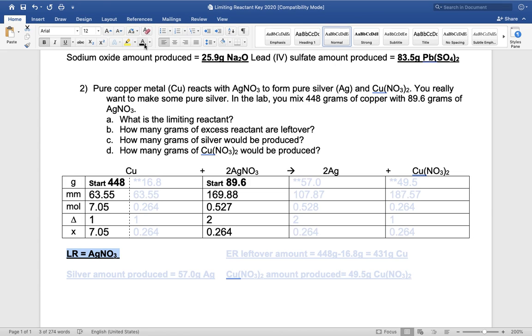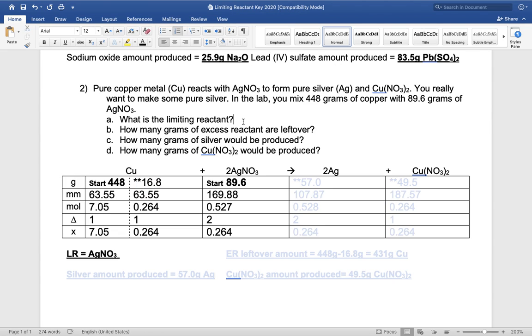How many grams of excess reactant are left over? So I'm going to put this dotted line right down the middle of the copper, because copper is the excess reactant. Put the smaller number in the box and take it all the way to the grams of copper. So times 1 is 0.264 times the same molar mass of 63.55 gives me a 16.8. So that's how much copper was used. I started with 448 grams and I used 16.8 grams.